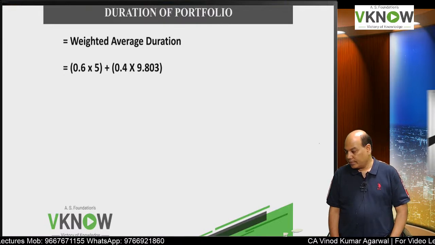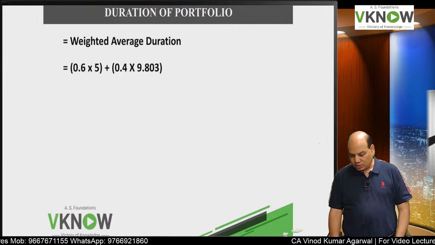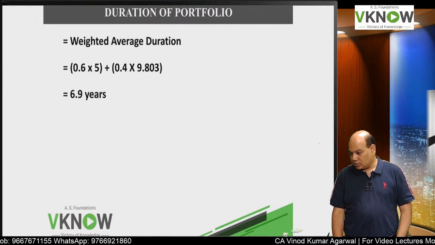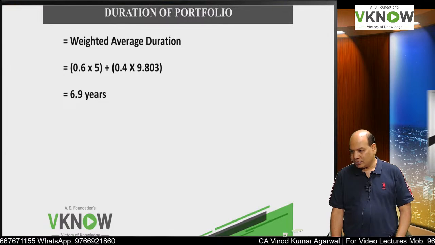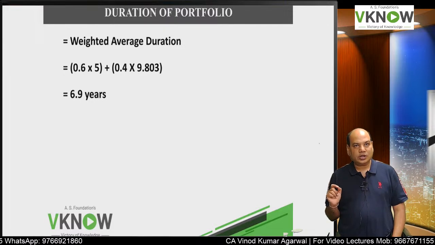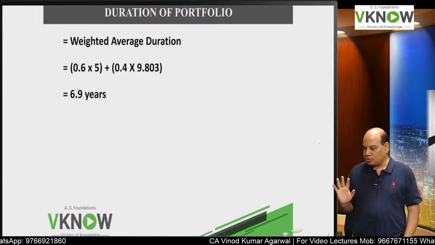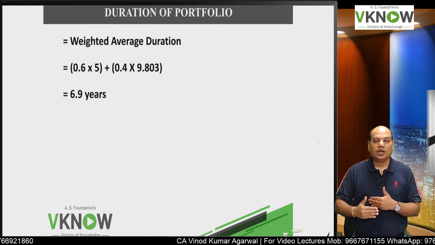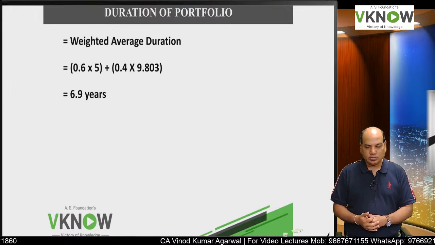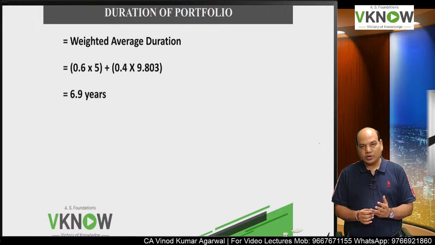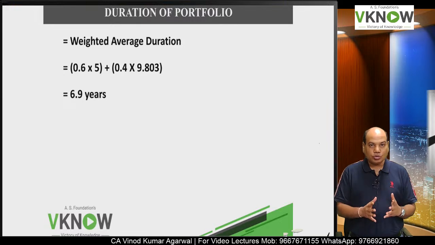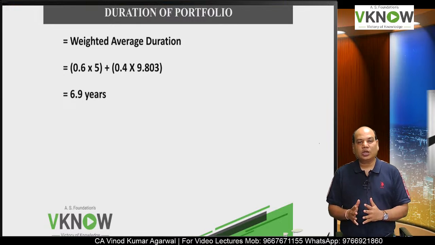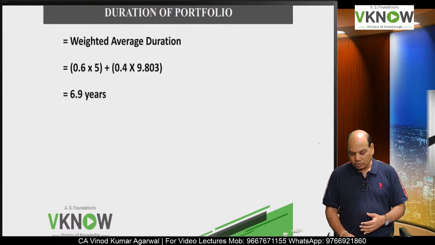Any student? Please reply. The answer is how much? 6.9 years. Very good. 6.92 also you can write. 6.92 is also right. Don't worry. So this is my question number 56, where we have seen the application of perpetual bond duration. So I have taken duration of coupon bond, semi-annual coupon bond, zero coupon bond, and we have also taken perpetual bond.